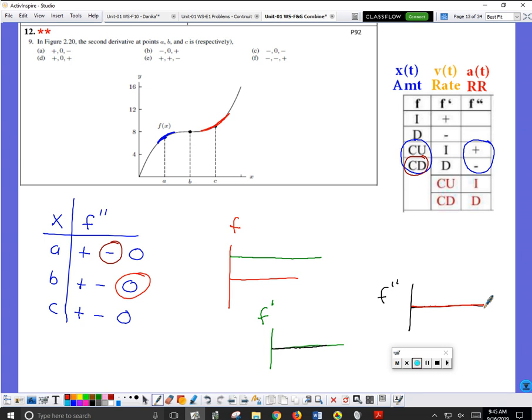And then part C, because f is concave up, f prime has to be positive. Negative, 0, positive.